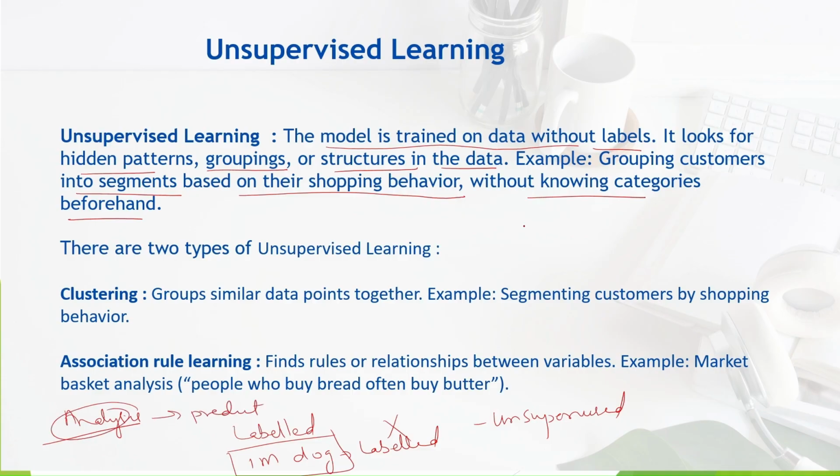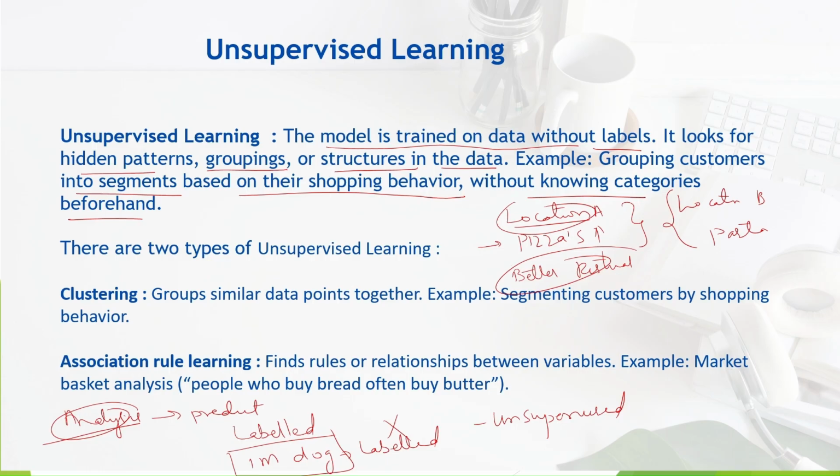For example, say in this particular location, location A, pizza sale is very high, and in location B, the sale of pasta is very high. So what AI will do is it will read these patterns and it will say it's better to set up a restaurant that can sell pizza in location A. Here you have not given any labels to the AI. You have just fed the data and the AI has predicted an outcome and given you some information without you giving any labels to the data.